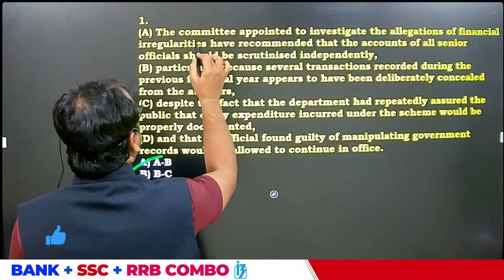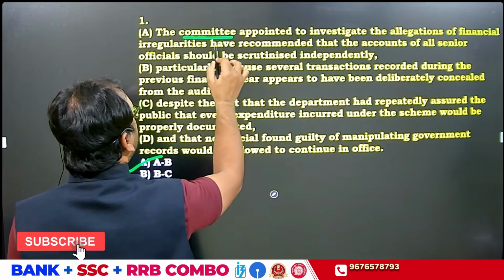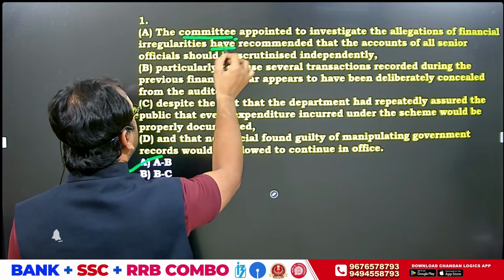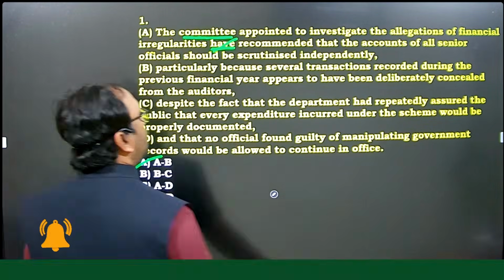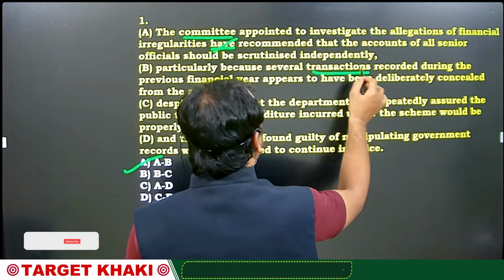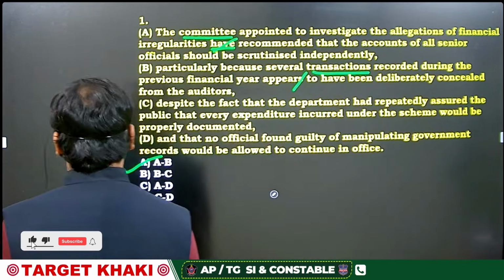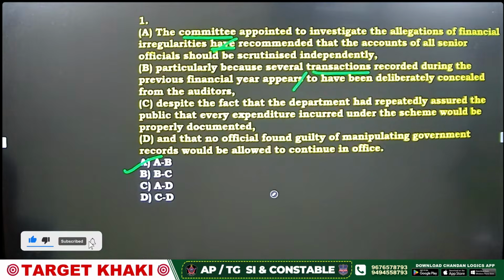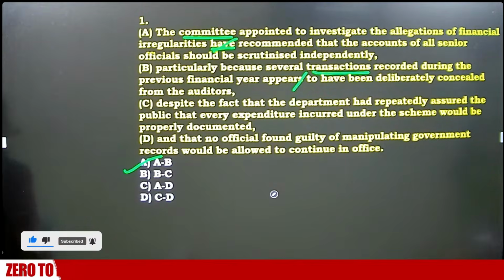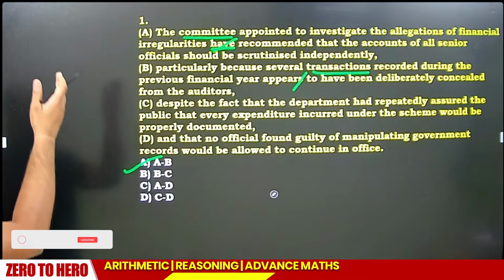Again I repeat, you're talking about committee, so committee is singular, so you can't use have. You're talking about transactions, which is plural, so you can't use appears. Any doubts? All clear, right? Do you think I need to explain this complete sentence?